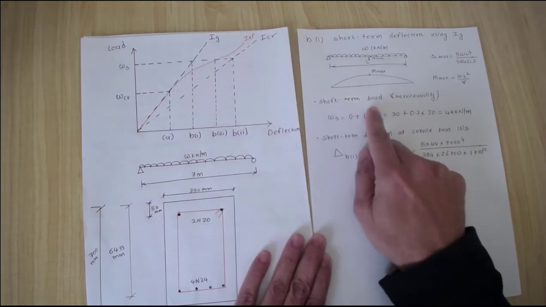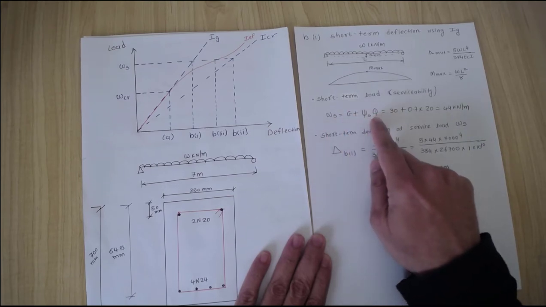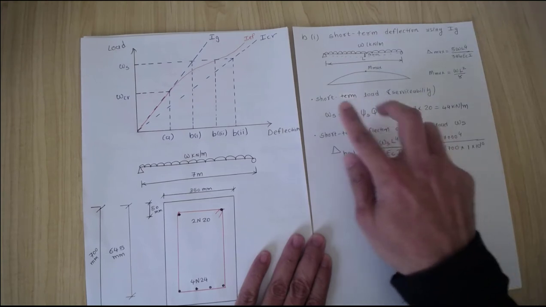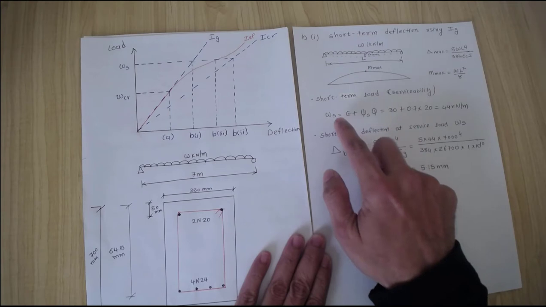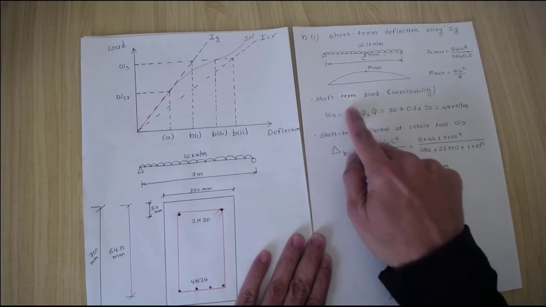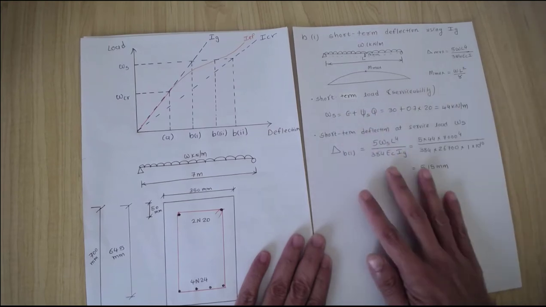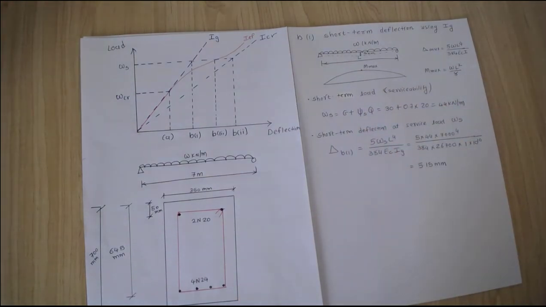The service load can be found by adding the dead load plus live load, but please note the live load will be multiplied by the short-term factor. We are calculating the short-term deflections, so we're going to find the short-term serviceability load. We are not multiplying the load factors here, let's say 1.2 and 1.5. This is for serviceability, not for the strength limit state design. This is for serviceability limit state matters.